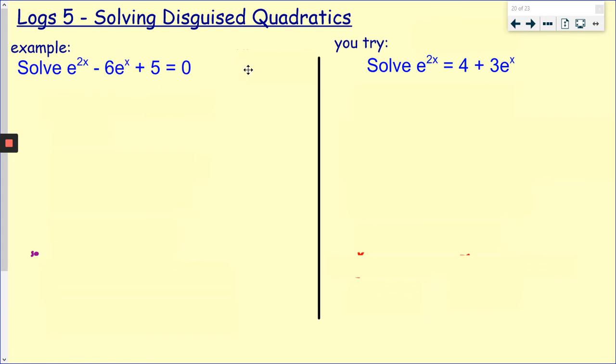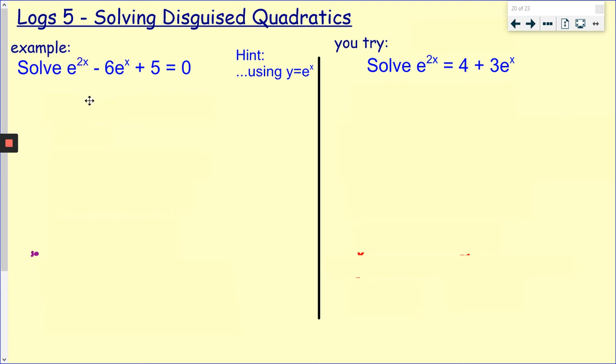So what we want to do here is treat this e to the x as a variable in its own right. Sometimes you might be given a hint using y equals e to the x. Sometimes you may not be given this at all. So first of all, let's replace e to the x with y. So every time there's an e to the x, here we're going to have minus 6y.